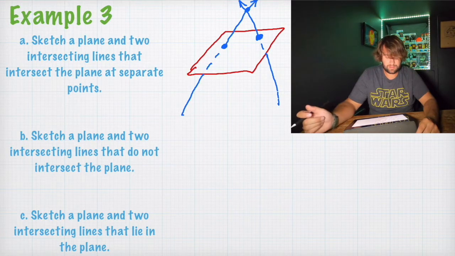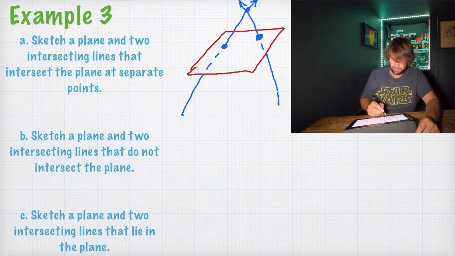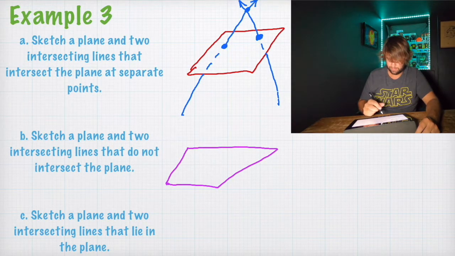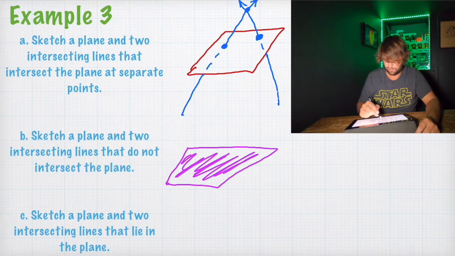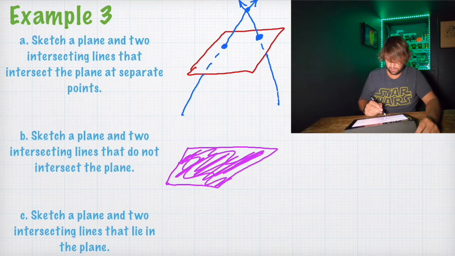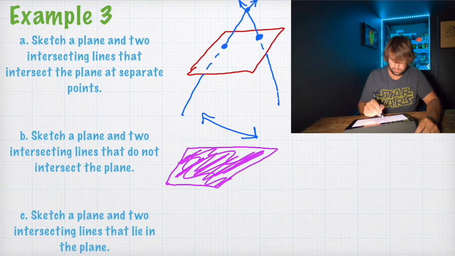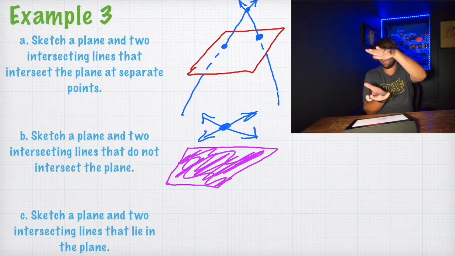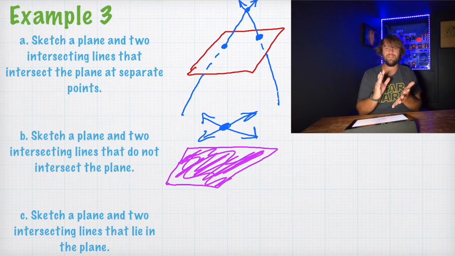That's the way I like to draw it. Next, they want us to sketch a plane and two intersecting lines that do not intersect the plane. So what I'm going to do here is draw another plane. Terrible plane, my bad. I'm actually going to shade this one in to try and give it some depth. And then I'm going to draw two lines above it that intersect at this point, but do not touch the plane. So hopefully it kind of looks like those two lines are hovering above it. For the lines and the plane never to intersect, they're going to have to be parallel with each other.